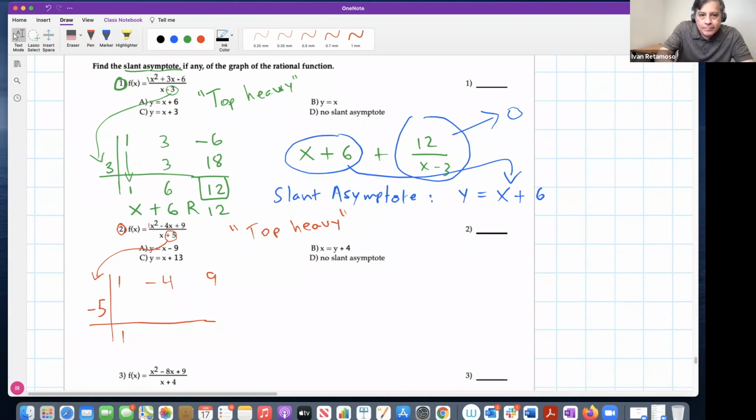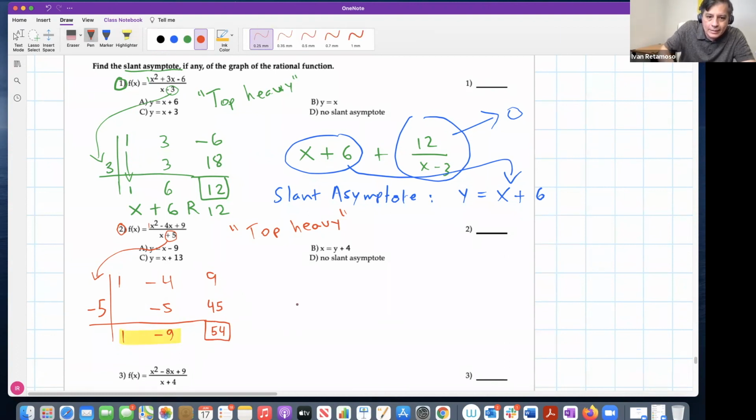Let's show how this is done. 1 here, 1 times negative 5 here, negative 5 plus negative 4, negative 9, times negative 5, positive 45, right? And this sum is going to be 54, right? 54. But this, ignore it, right? Ignore it, because this goes to 0, right? Focus on this part. This is what will give you the answer, your equation, right?